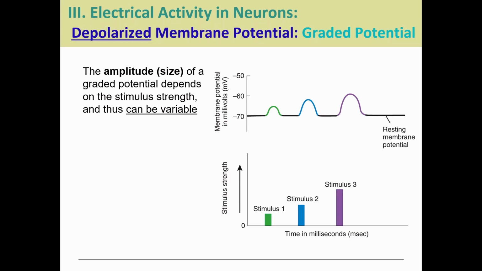Now, the amplitude, the size of the graded potential depends on the stimulus strength, and it can vary, right? So sometimes they might be just a little blip, right? Like stimulus 1, we saw very, very weak. Stimulus 2, a little stronger. Stimulus 3, a little stronger. But we still did not pass the threshold on any of them, right? But they can be variable, right, in terms of how strong the graded potential is, the size, the amplitude of it.